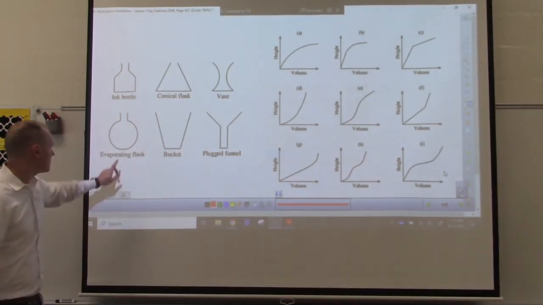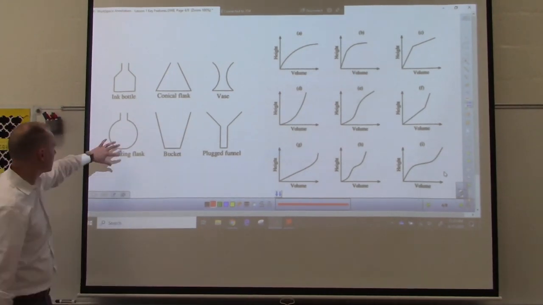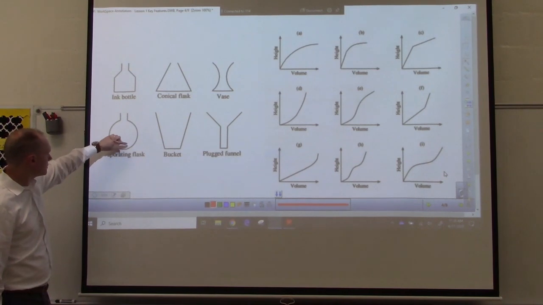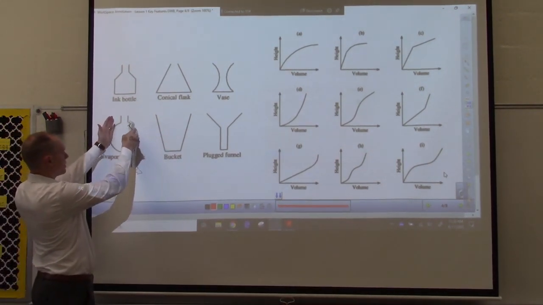All right, up next we have the flask, which is a different shape here, more circular in nature, and so it's going to get wider, but then it's going to get narrow.